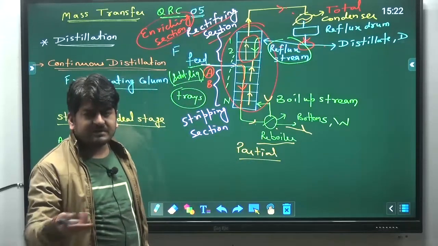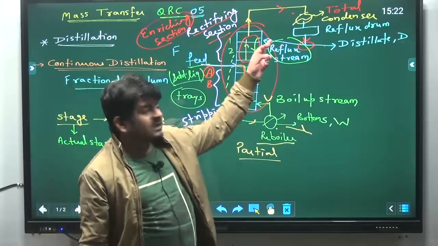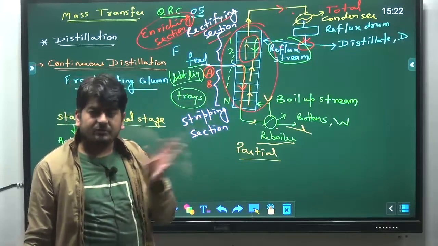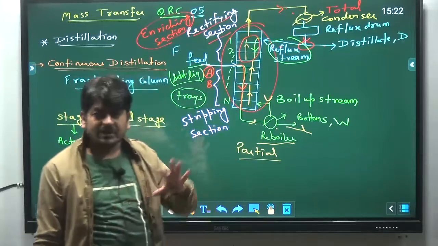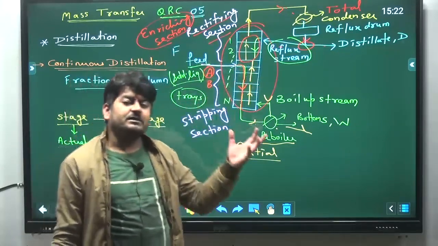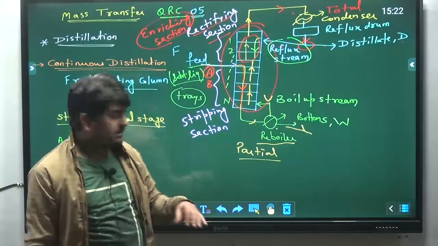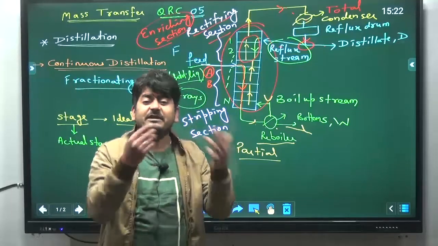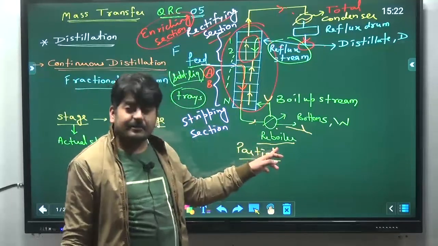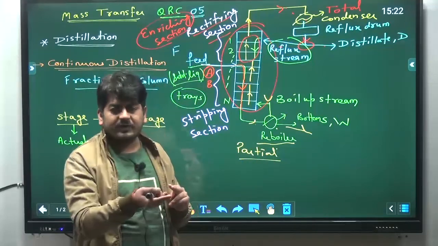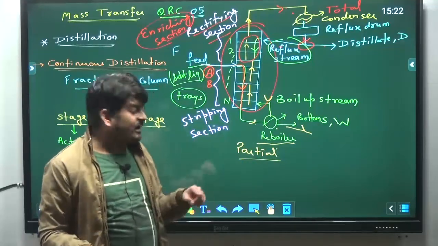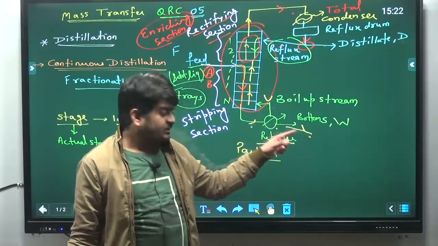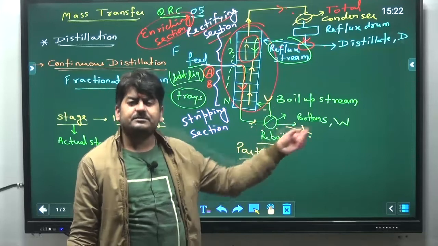There are two types of reboilers and two types of condensers: total condenser and partial condenser. A total condenser converts total vapors into liquid, and a partial condenser converts some part of the vapors into liquid. So in the case of a partial condenser, liquid and vapor both streams will leave, and in the case of a total reboiler, all the liquid will convert into vapors. But for a partial reboiler, some part of the liquid will vaporize and the remaining will be in the liquid phase. So again here, vapor and liquid both streams will leave.